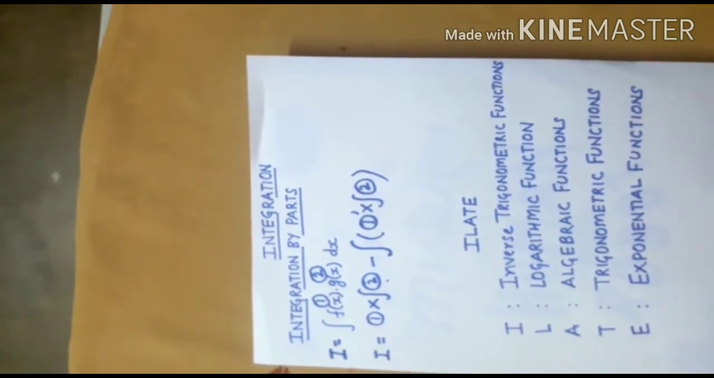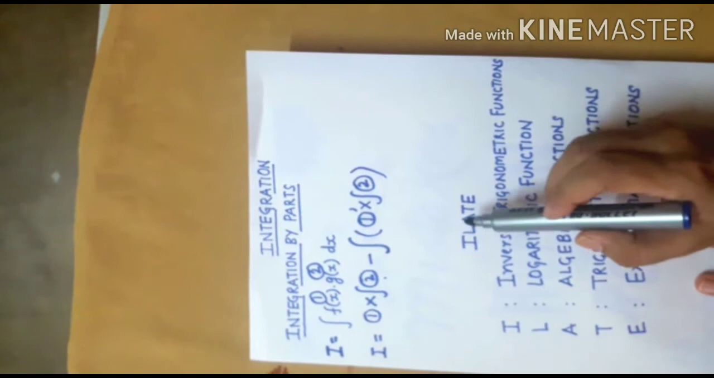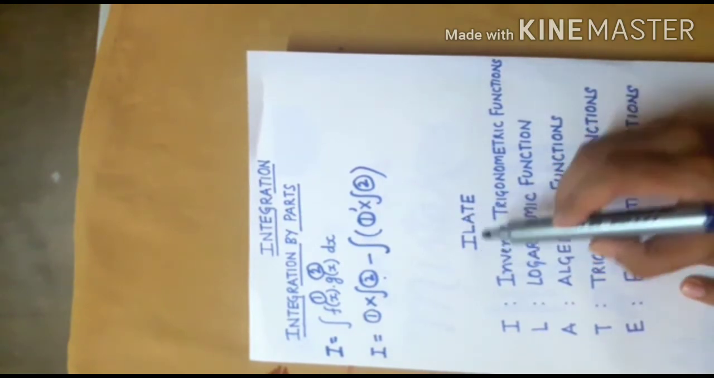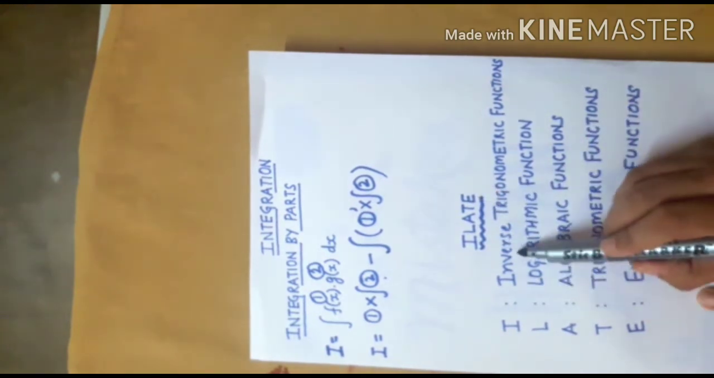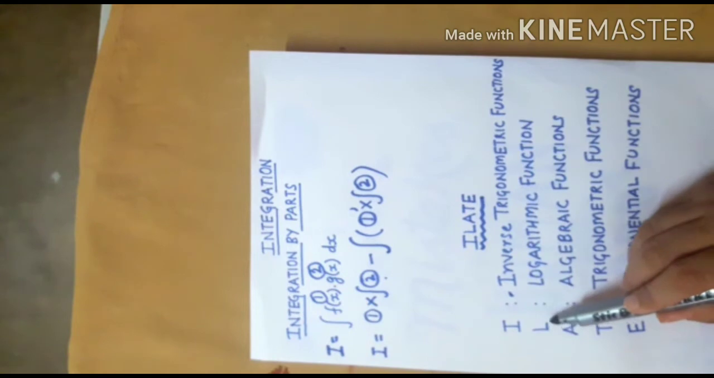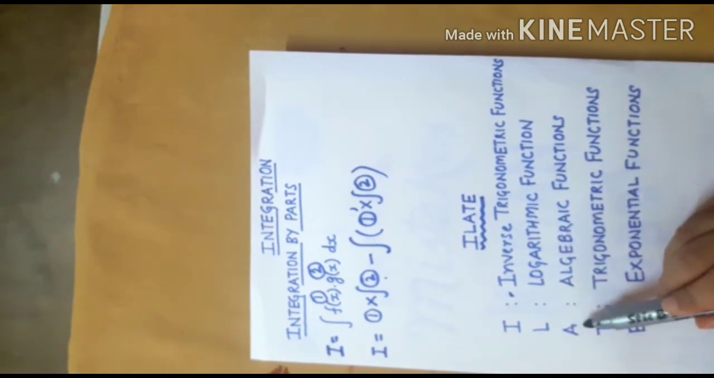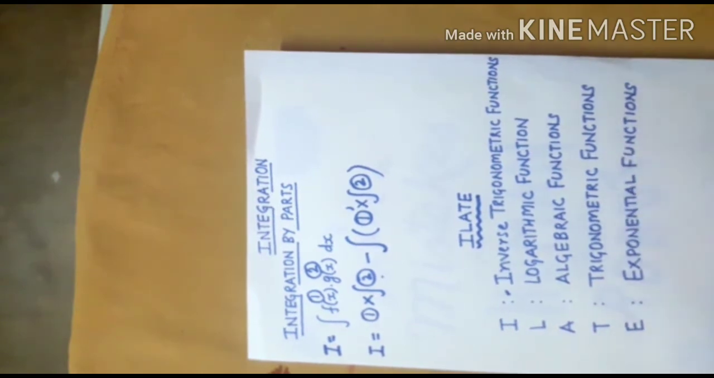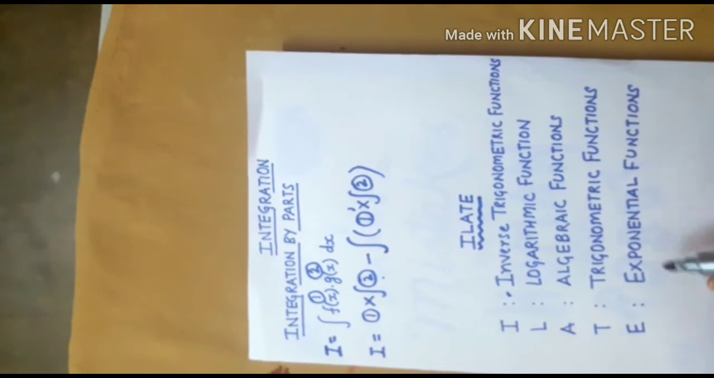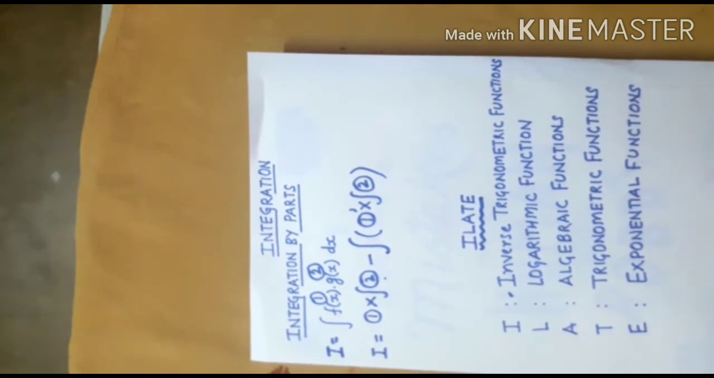When applying integration by parts, we have to decide which function will be the first function and which function will be the second function. As such, there is no hard and fast rule, but in deciding the first and the second function, this helps: ILATE. I stands for inverse trigonometric functions, L stands for logarithmic function, A stands for algebraic functions, T stands for trigonometric functions, and E stands for exponential functions.